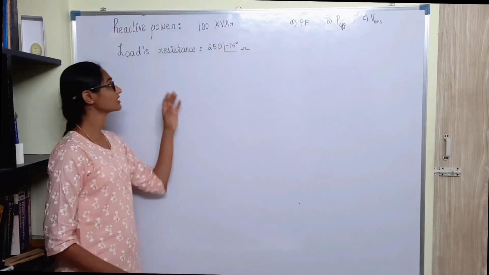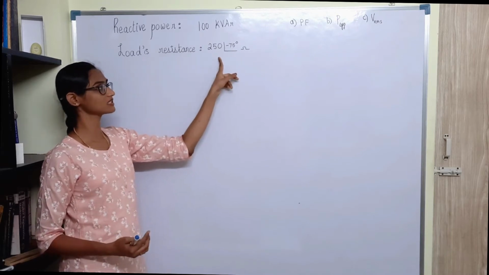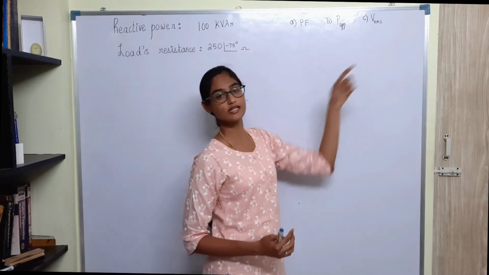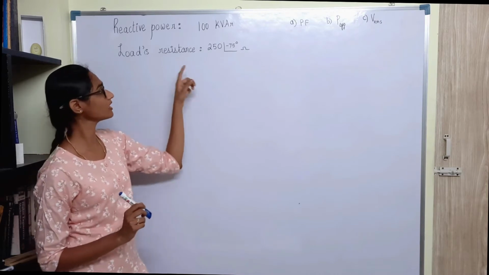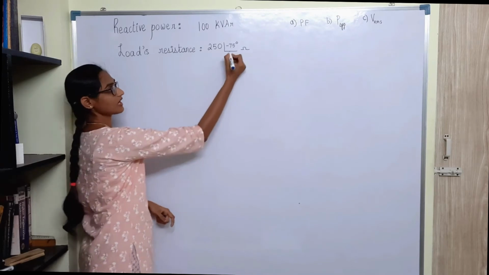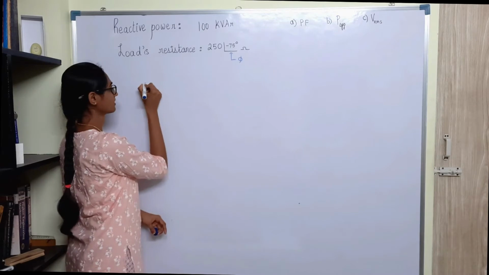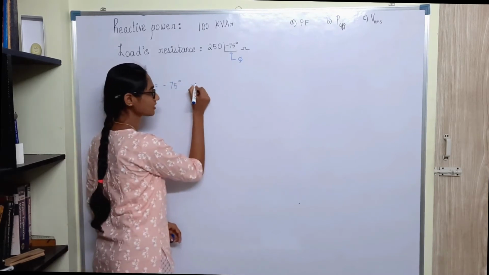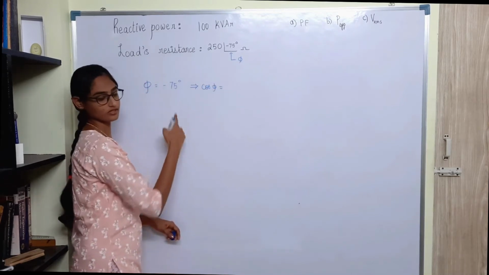In this problem, the reactive power supplied to the load is given and the load's impedance is given. We need to find the power factor, the apparent power and the RMS value of the voltage. If you have watched this video, you will be able to find the angle phi easily. This angle is the load angle or the power factor angle. Phi is equal to minus 75 degree. So cos phi is cos of minus 75, which is 0.2588.